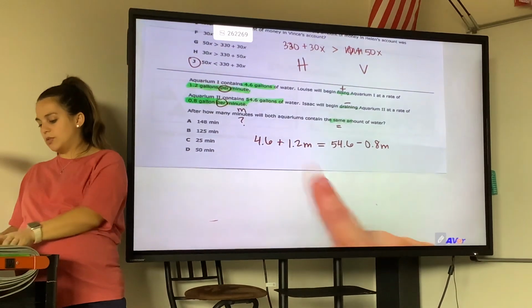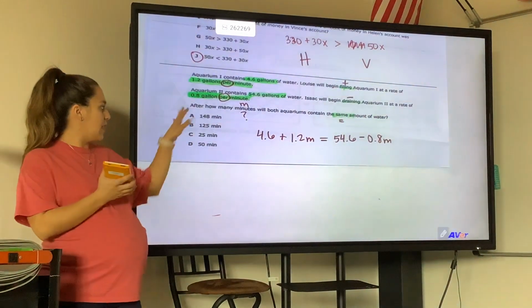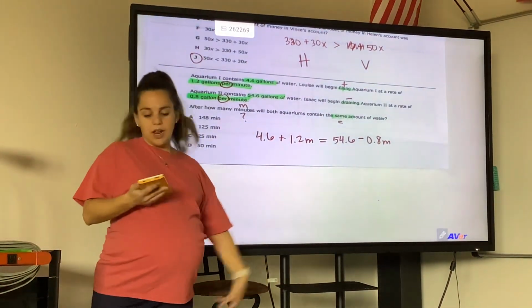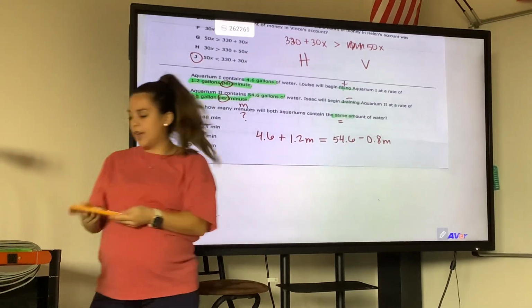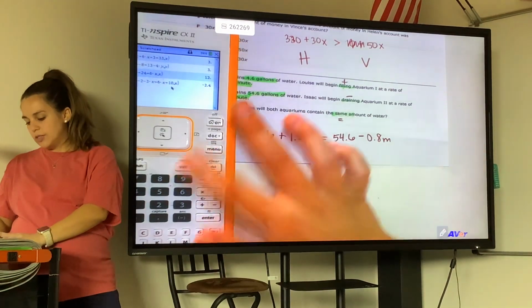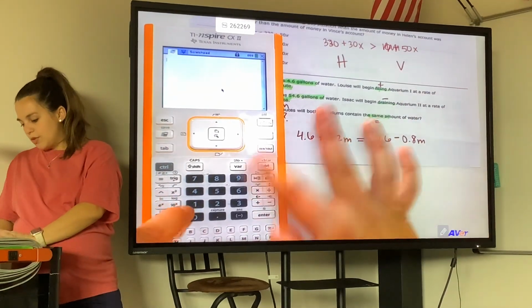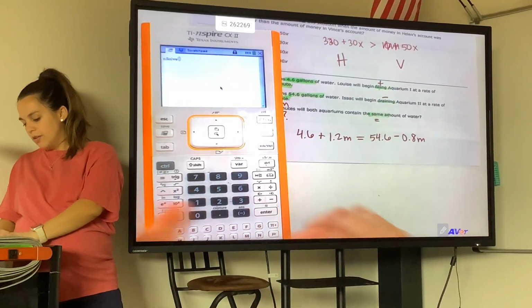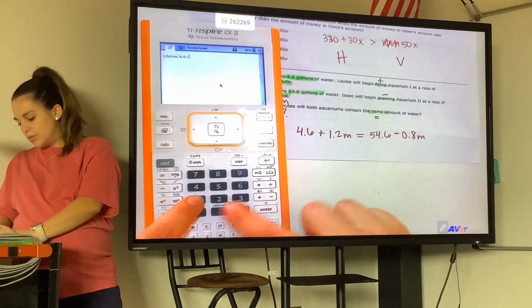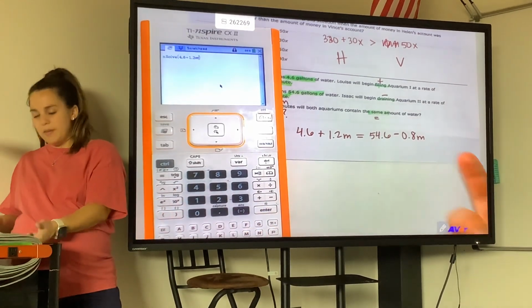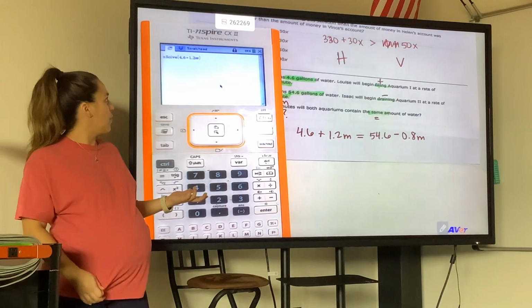There's a couple different ways you can solve this. Of course, you can plug in the answers. You can work it out algebraically, or you can use your calculator, the calculator trick. It also works. So I'm going to go over here, and I'm going to type in menu 3.1, our equation solver, 4.6 plus 1.2, and actually use the M. I could technically change it to an X if I wanted to.